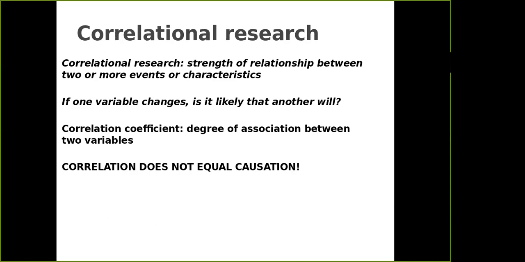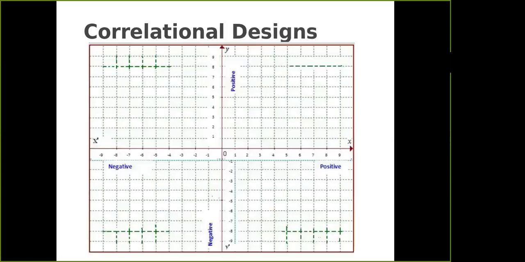The correlation coefficient is the degree of association between two variables. So say one variable is X and one variable is Y, the correlation coefficient tells us how closely associated they are. Now, this is the important part, and this is where critical thinking comes in. Correlation does not mean causation. And I'm going to say that over and over for the next few minutes. Just because variable X is correlated with variable Y, it does not mean that variable X causes variable Y.